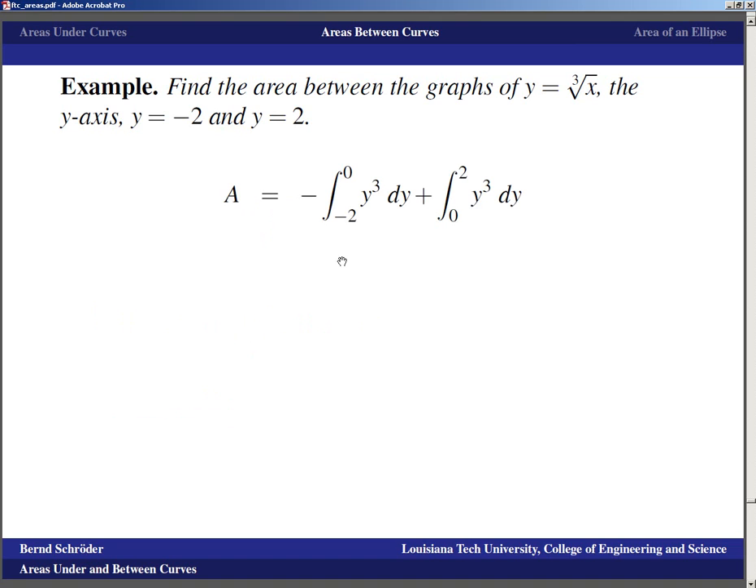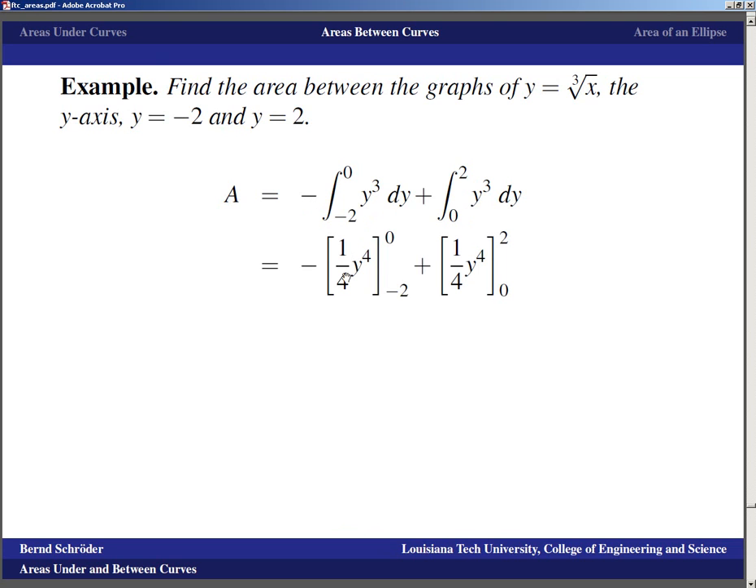The area will be the integral of the function dy, and if y is the third root of x, then x is y cubed, right? And if we're going along the y-axis, then we're integrating x equals y cubed. So we're integrating y cubed from -2 to 0 and from 0 to 2. And it's to the left of the y-axis from -2 to 0, so that means that we have a negative sign here.